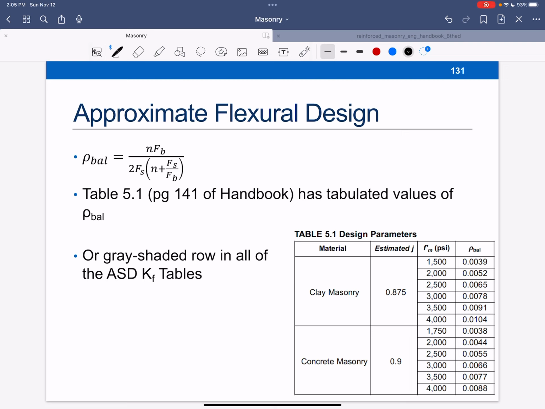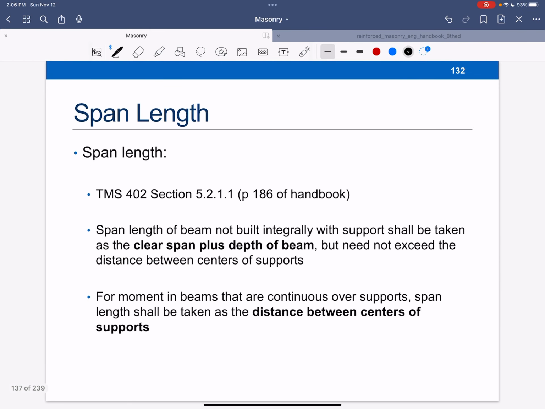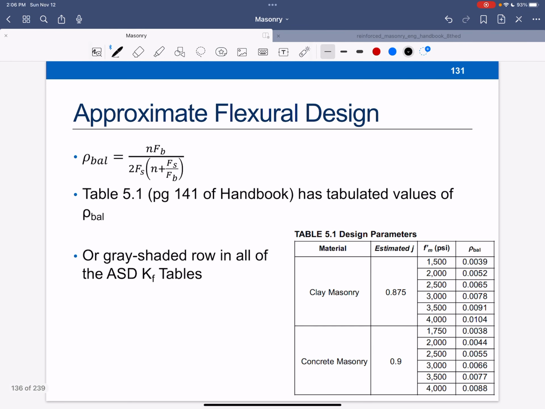But I'm going to leave this in here because you will possibly be in a design office where they like to use the starting point at 0.9 as J, or 0.9D, or D equals 0.9H, sorry. But in general, I don't think this is much faster than what we already did. So I'm not going to do that example.